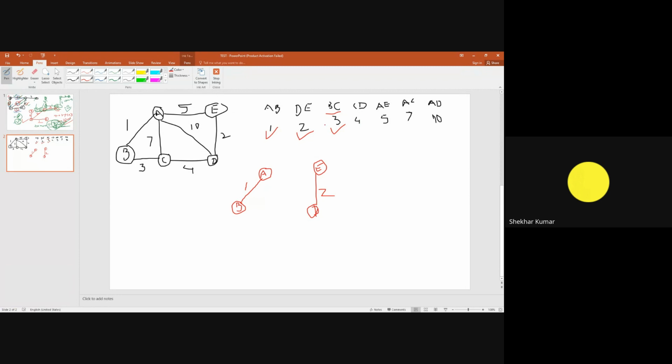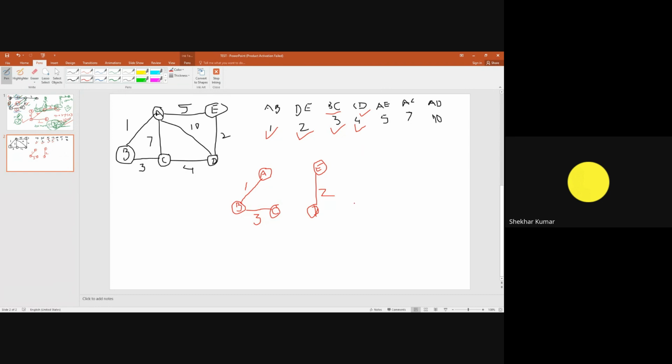BC. This is your BC. We will also check whether it is creating a cycle or not. No. Now there is no cycle, so I can select this. Now the next minimum is our CD. We will select our next minimum, that is CD.